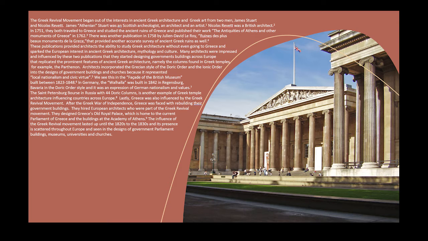Later, Greece was also influenced by the Greek Revival movement. After the Greek War of Independence, Greece was faced with rebuilding its government buildings. They hired European architects who were part of the Greek Revival movement. They designed the Old Royal Palace, which is home to the current Parliament of Greece, and the buildings at the Academy of Athens.